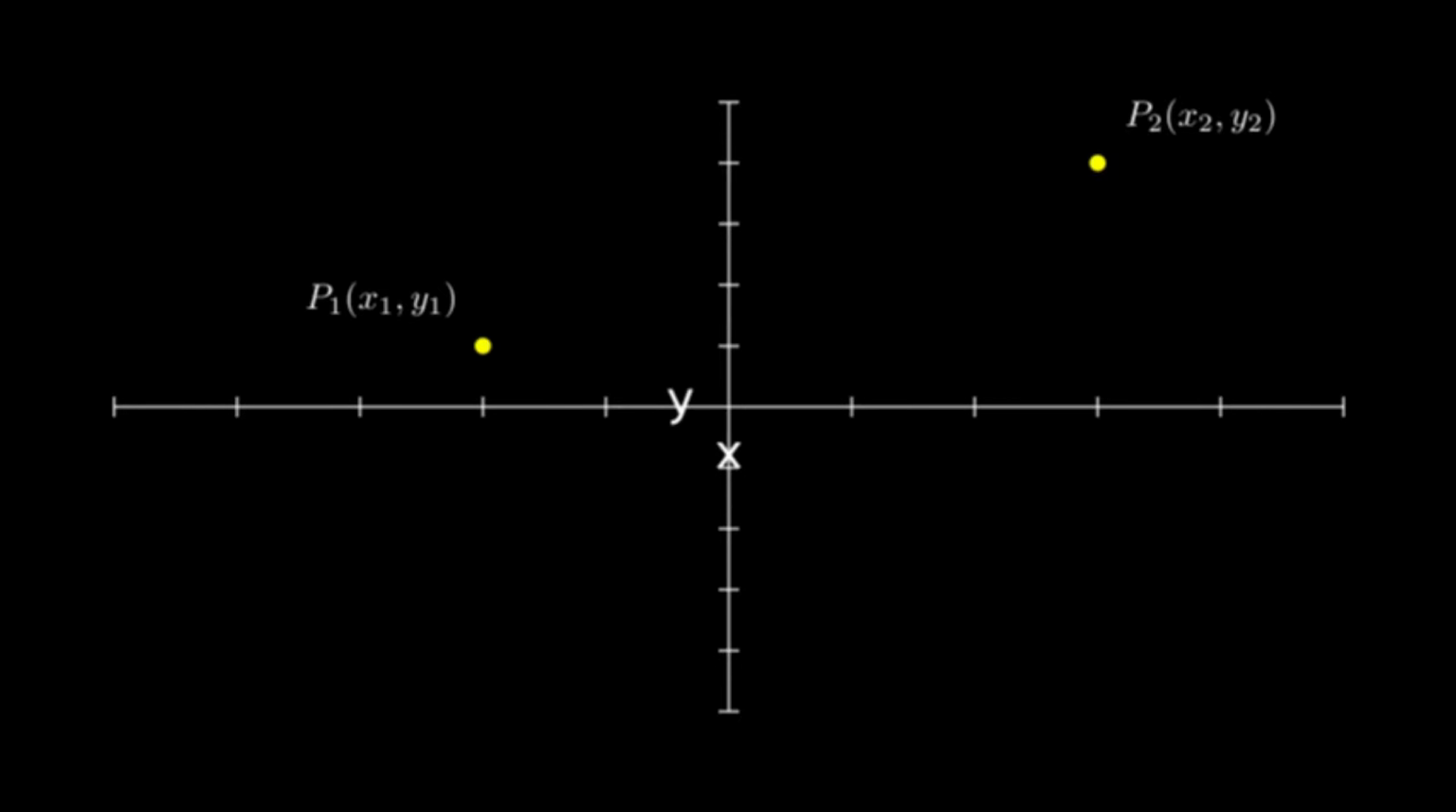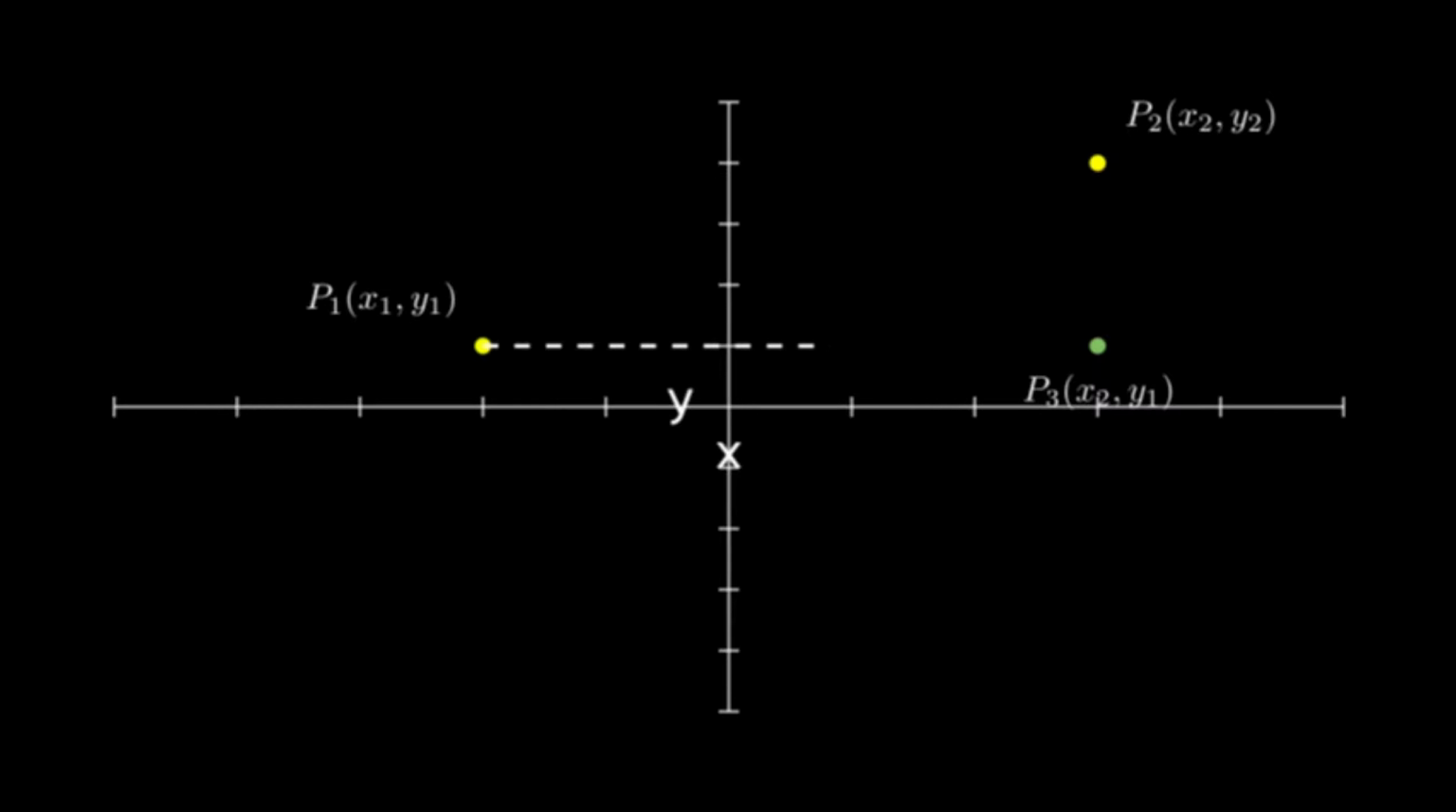To find the distance between 2 points in coordinate geometry, we need a method that works for any 2 points. Here, we have point P1 at coordinates x1, y1, and point P2 at coordinates x2, y2 plotted on our coordinate plane. Let's create a third point P3 with coordinates x2, y1. This point has the same x-coordinate as P2 and the same y-coordinate as P1, creating a right angle in our construction. Let's draw a horizontal line from P1 to P3.